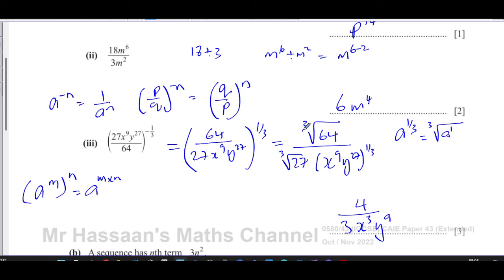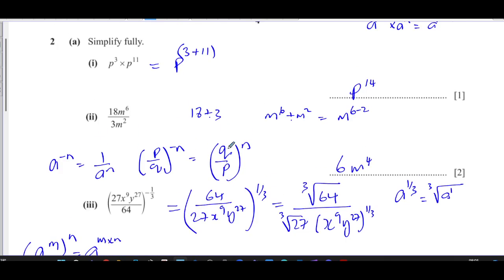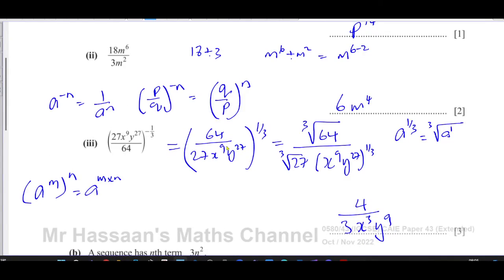So for numbers, I like to deal with them in terms of roots and powers. So to the power of 1/3 means the cube root of. But for letter terms, I like to deal with them in terms of this law of indices. You multiply the powers, when you raise something which is to a power to another power, you multiply the powers. So 9 times 1/3 is 3, 27 times 1/3 is 9, and you get your answer. 4 over 3, x cubed, y to the power of 9. And that concludes part A, which is all about indices.